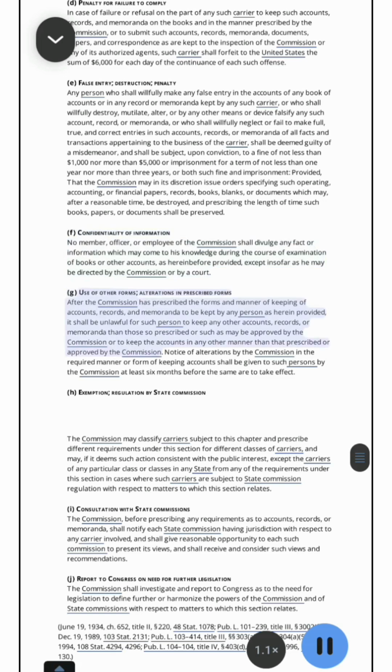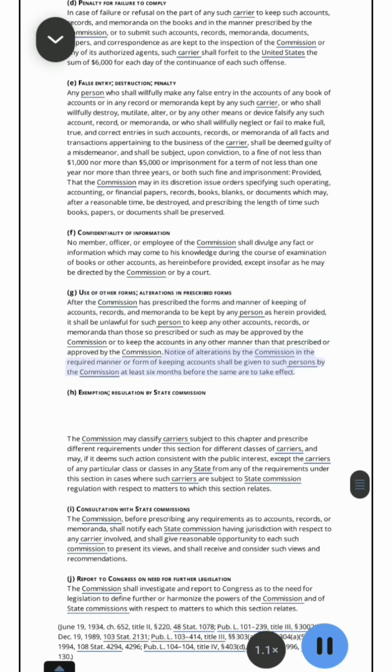G. Use of other forms. Alterations in prescribed forms. After the Commission has prescribed the forms and manner of keeping of accounts, records, and memoranda to be kept by any person as herein provided, it shall be unlawful for such person to keep any other accounts, records, or memoranda than those so prescribed or such as may be approved by the Commission, or to keep the accounts in any other manner than that prescribed or approved by the Commission.